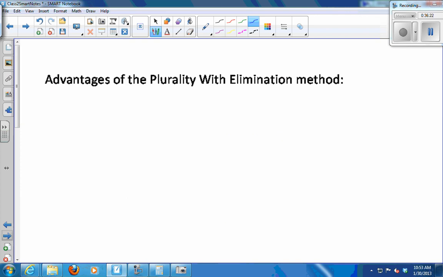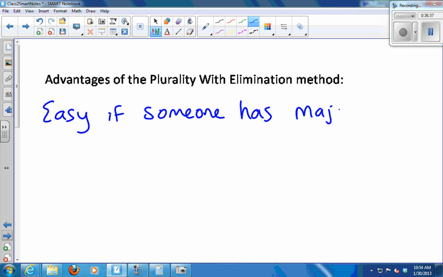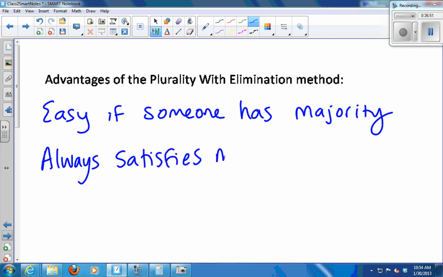All right, so what do you like about plurality with elimination? Easy if someone has a majority. And Robert, what you said earlier, you cannot violate the majority criterion. That's a good advantage. It always satisfies the majority criterion. That's a big plus. It's impossible to lose if you have a majority. Anything else you like about it? It's kind of fun. Okay.